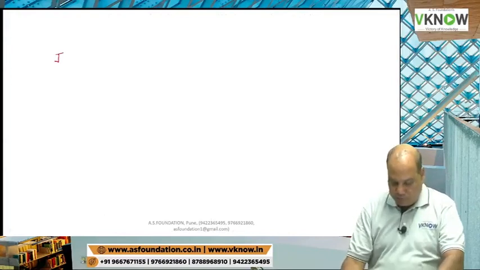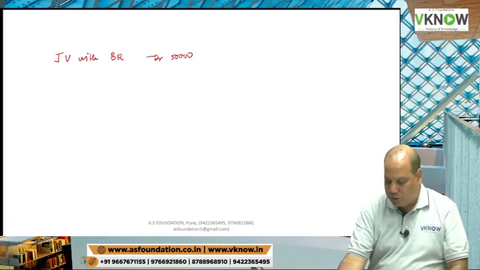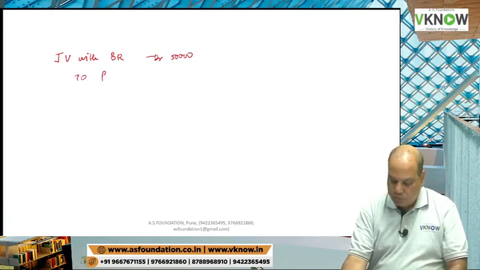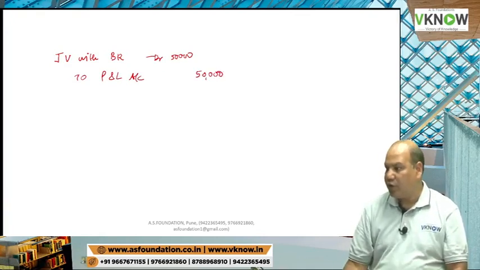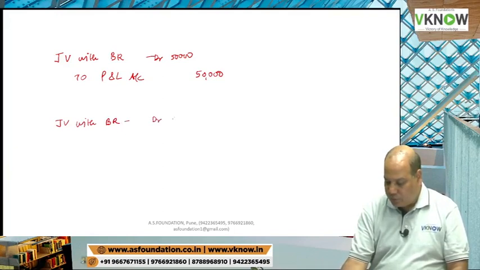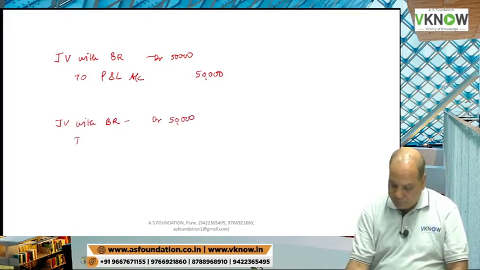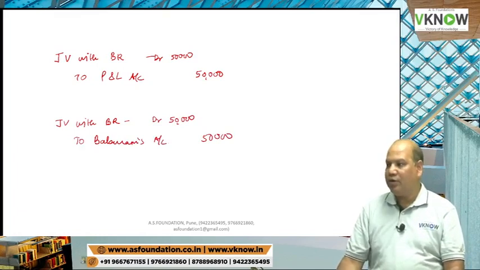One entry will be joint venture with Babu Ram debit 50,000. Those who want to write can write to P&L account because this is our share. Our share in joint venture will transfer to P&L account. Another entry will be joint venture with Babu Ram account debit 50,000 to Babu Ram's account. These are the entries relating to joint venture. Is it right now? Any query?